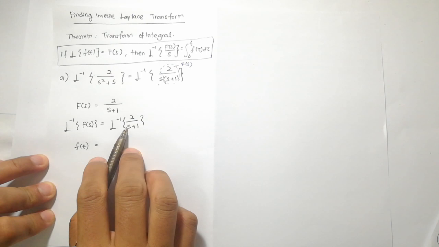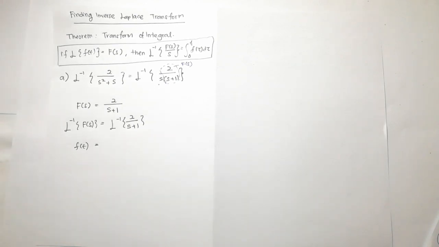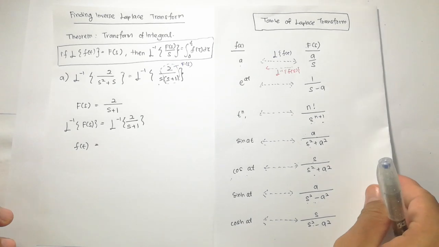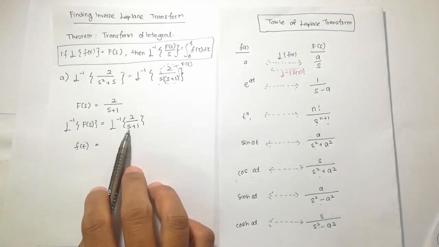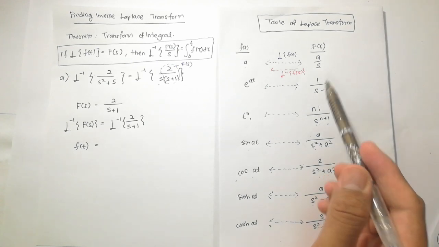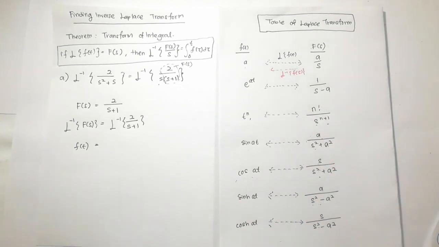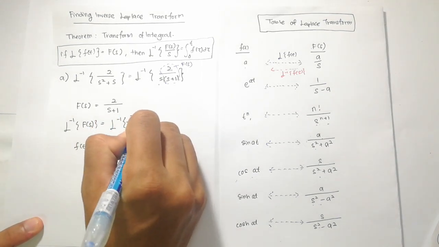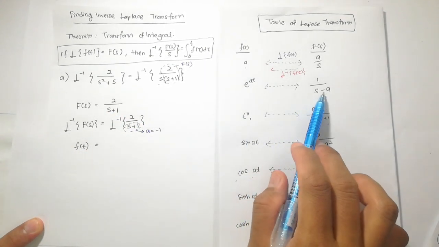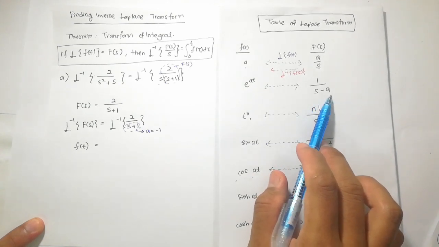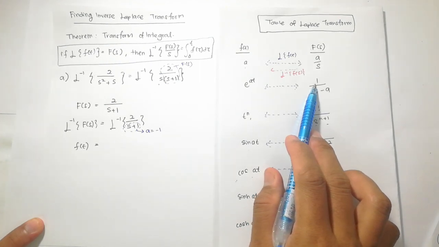To invert this one, we need to use our table of Laplace transform. We have 2 over s plus 1, so we look at the denominator. s plus 1 should match this one, where we have s minus a, so we can use that. Because we have s minus a, our a value will be equal to negative 1. When a is negative 1, s minus a will be equal to s plus 1.